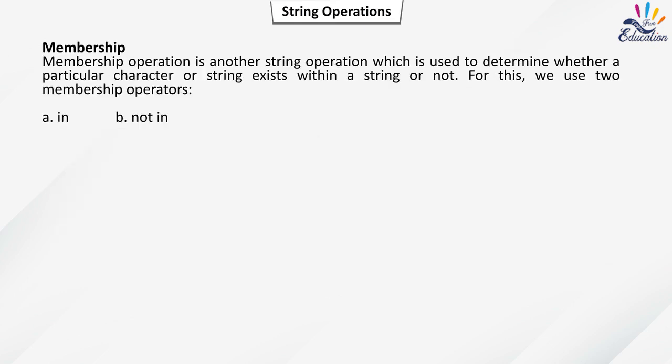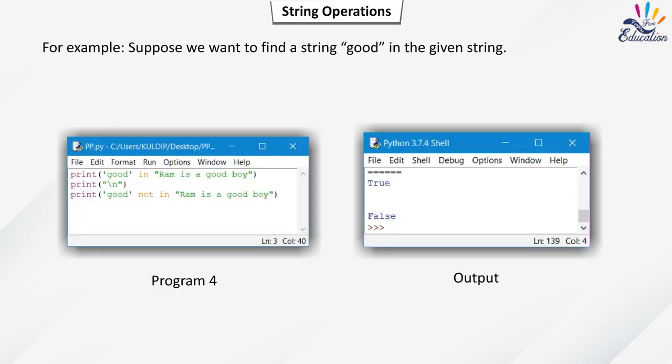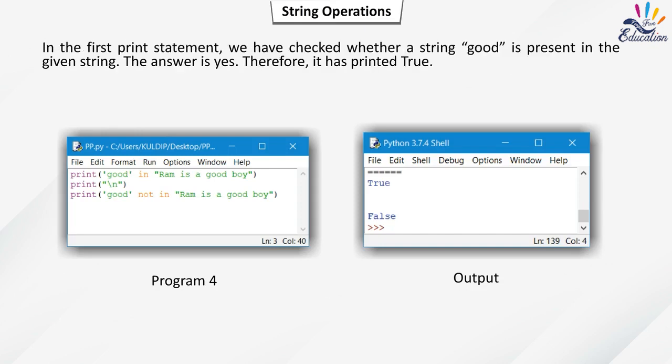Membership. Membership operation is another string operation which is used to determine whether a particular character or string exists within a string or not. For this, we use two membership operators, in and not in. For example, suppose we want to find a string 'good' in a given string. In the first print statement, we have checked whether the string 'good' is present in the given string. The answer is yes. Therefore, it has printed True.